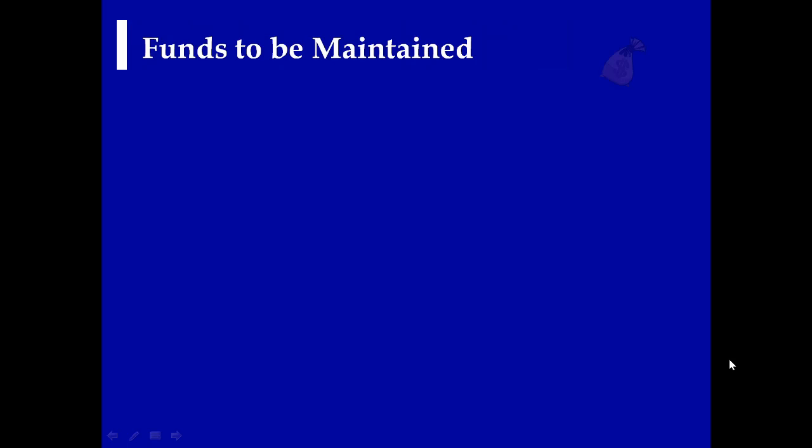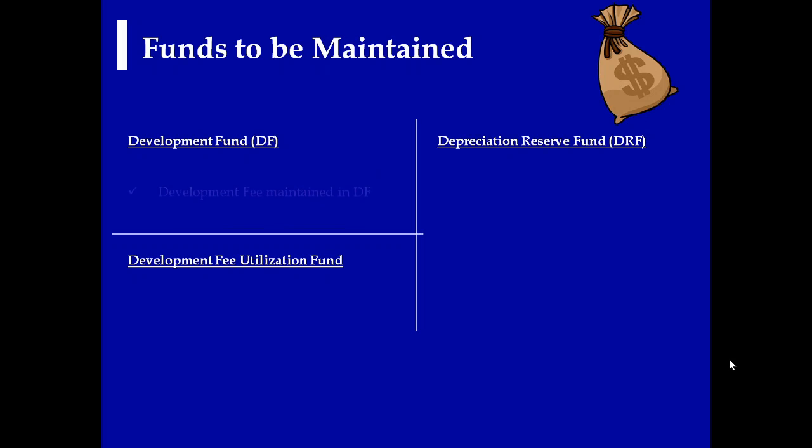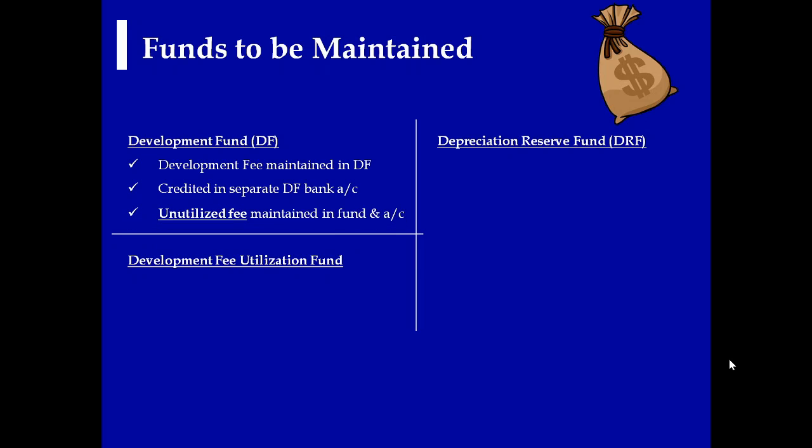Now moving on to the next topic, we are going to discuss the various funds that need to be maintained. As a lot of you might already be knowing, these are the three basic funds that need to be maintained. Development fund basically captures all the receipts that you receive during the year. Whatever amount you receive from the students, you properly credit it in a separate development fund bank account. Whatever amount remains unutilized at the end of the year, you maintain it in a fund and properly in its bank account. The utilized portion of the development fees is shown separately under the development fee utilization fund account.